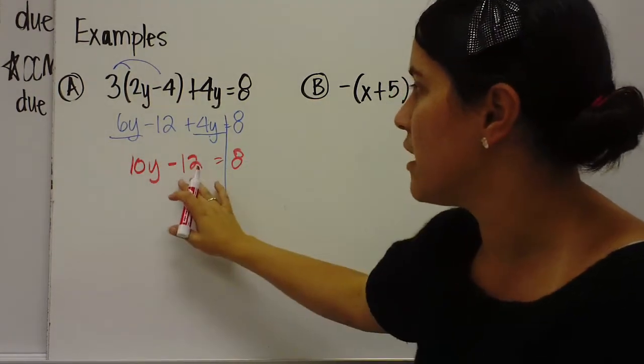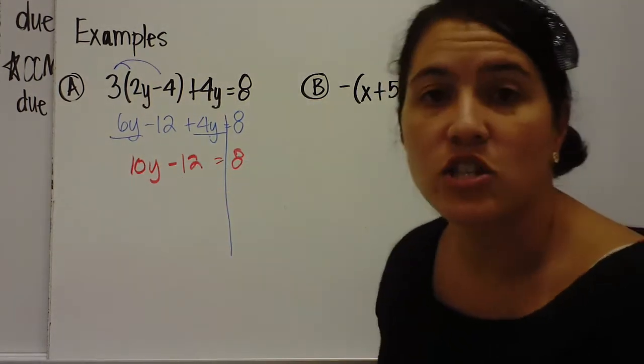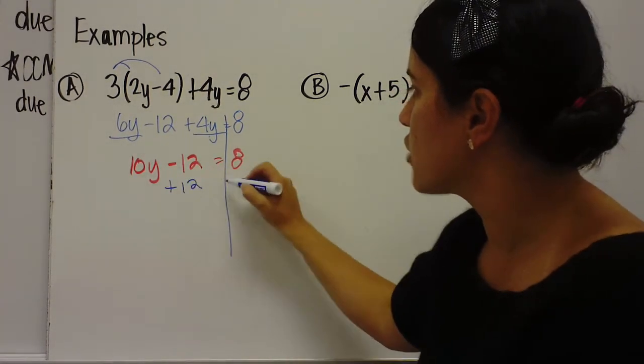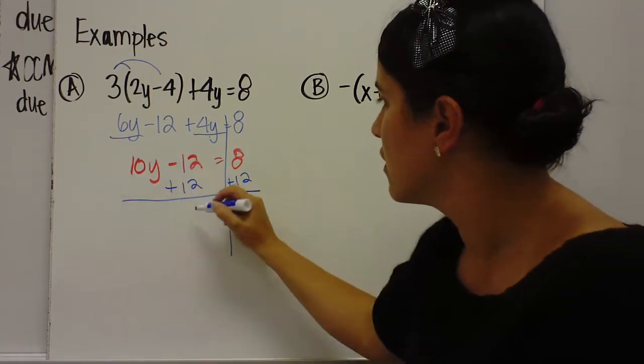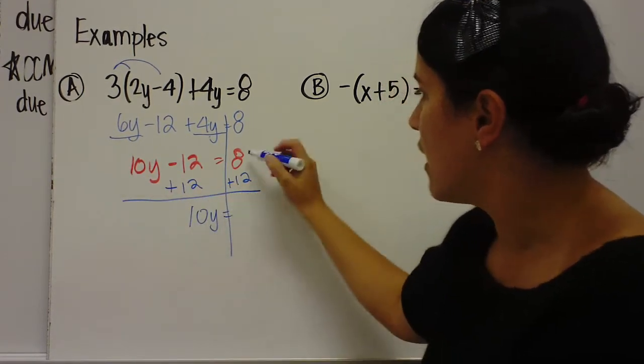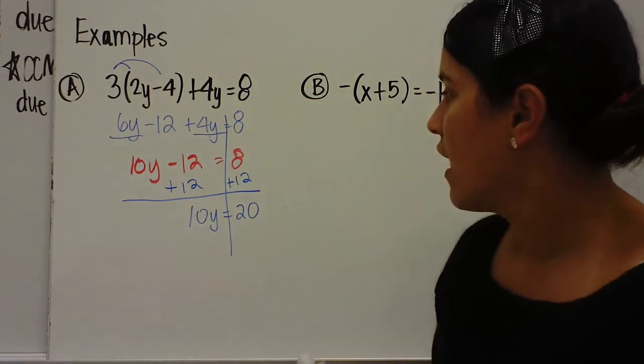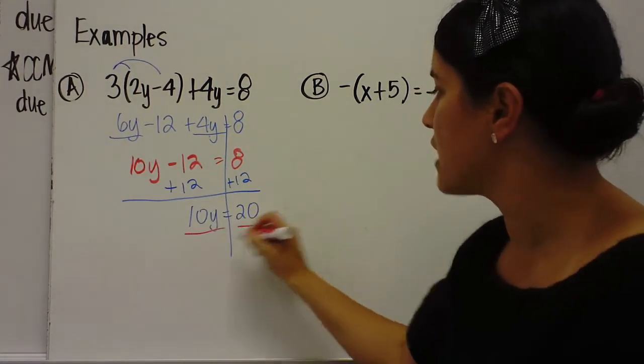So my minus 12 comes down. Now I have a two-step, so I undo the subtraction. I'm going to undo the subtraction with addition. And 8 plus 12 is 20. Then I'm going to divide both sides by 10.